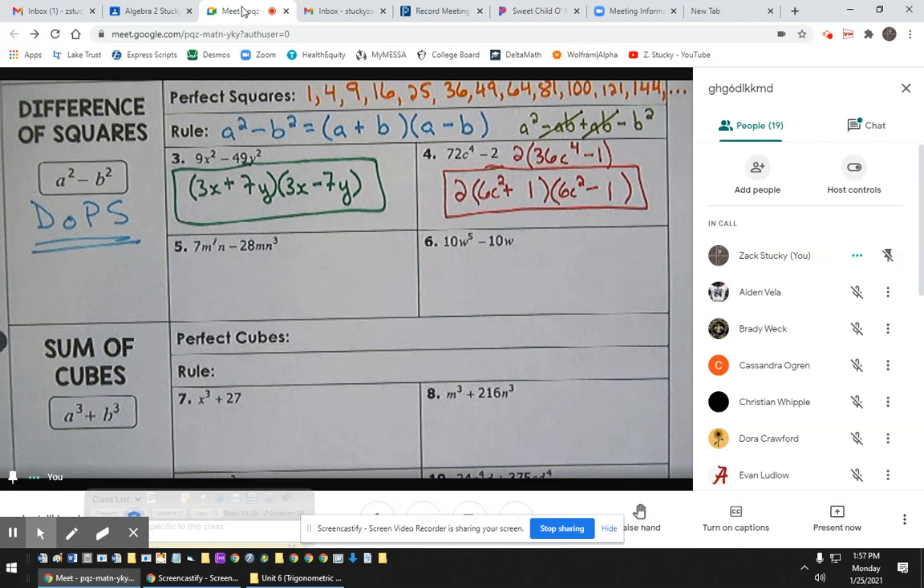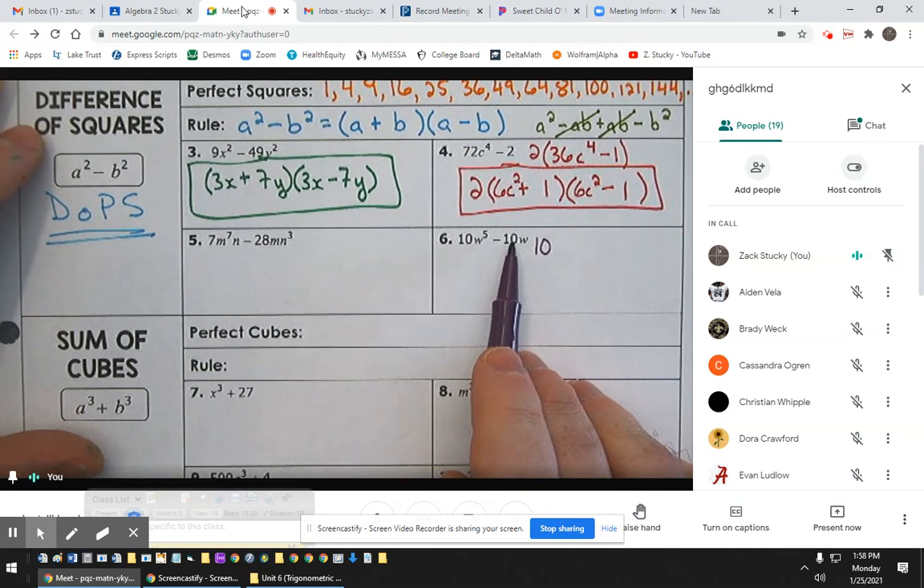Now, I'm going to actually do this one, and then we're going to come back to this one, so don't get confused if I'm talking about number 6 next. All right, let's see how we did. 10 and 10 are both divisible by 10. Good.